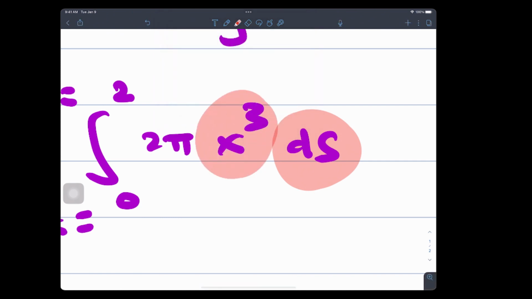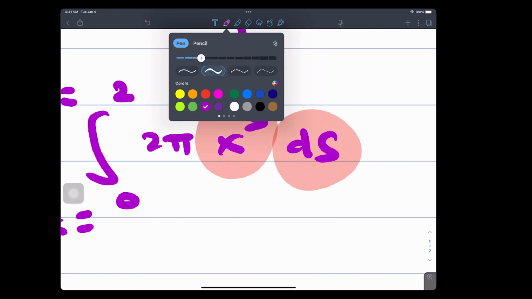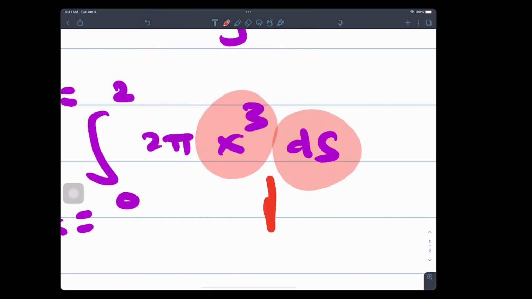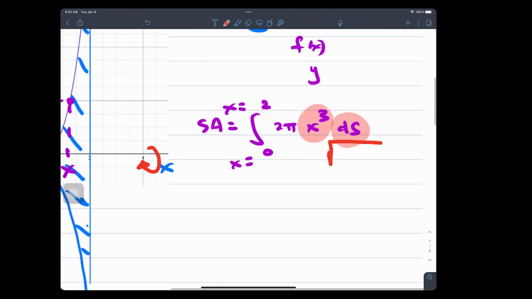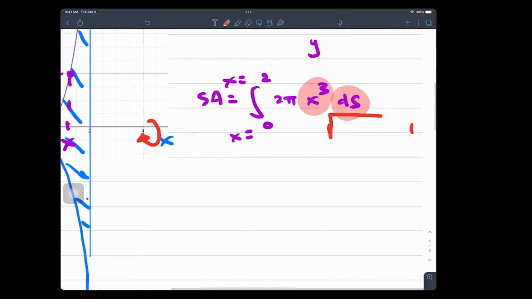This is the variable x. So the ds you have to use is going to be what? The 1, where we have this dx over here. So this would be 1 plus what? Y prime squared.